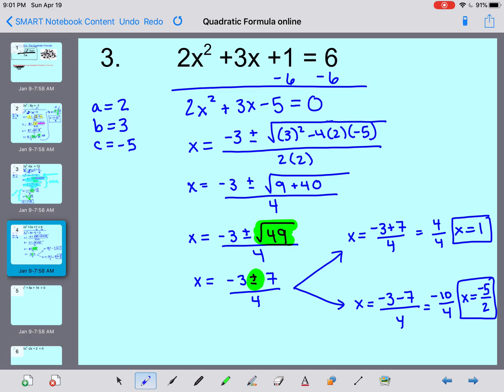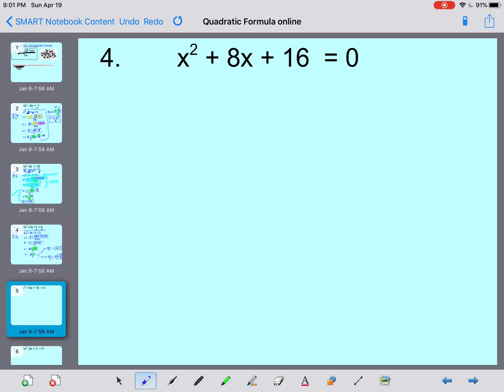That was example 3. All right, example 4. This one's already set equal to 0. So we can just go straight to our a value, b value, c value. I would recommend pausing, going ahead and trying to get as far as you can.